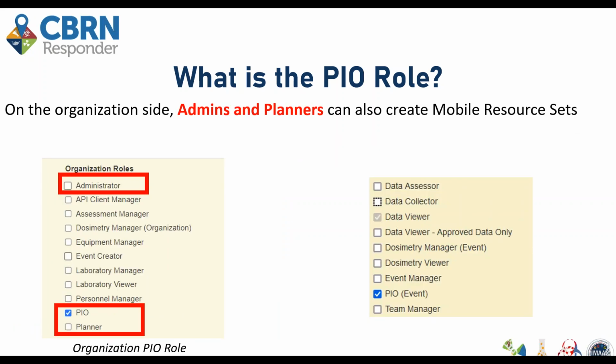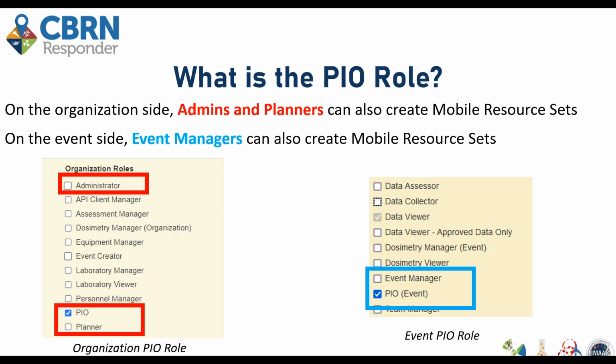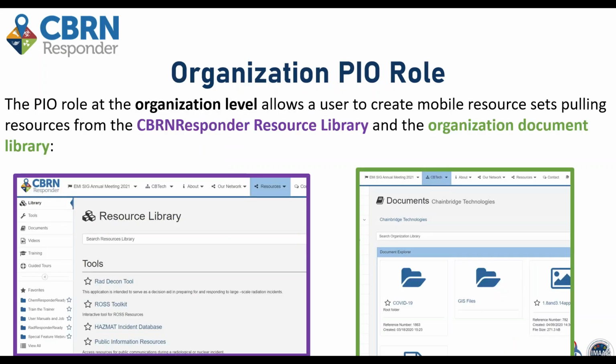On the organization side, admins and planners can also create mobile resource sets as they inherit the PIO role. On the event side, event managers can create mobile resource sets. The PIO role at the organization level allows a user to create mobile resource sets by pulling resources from both the CBRNResponder library and the organization document library.